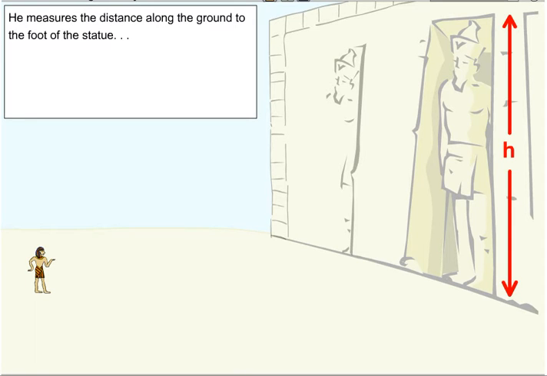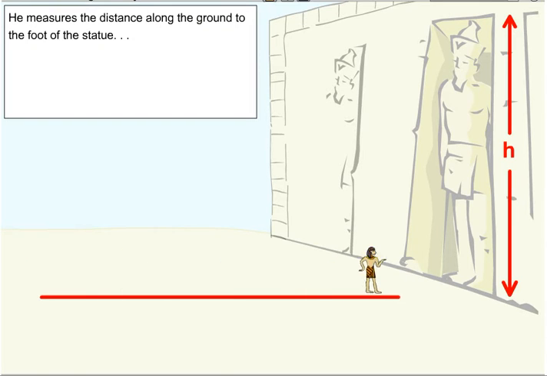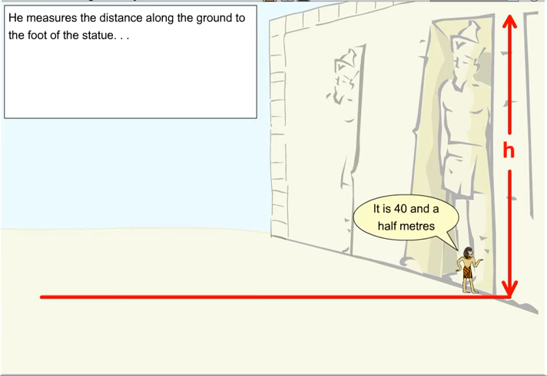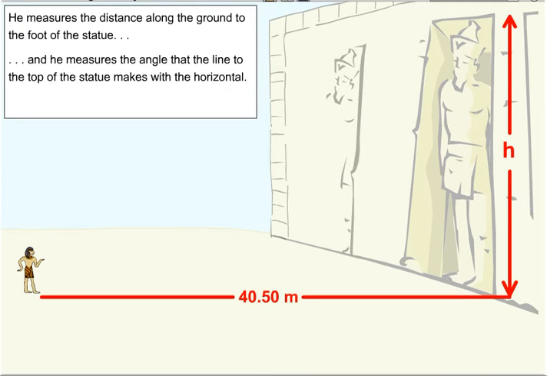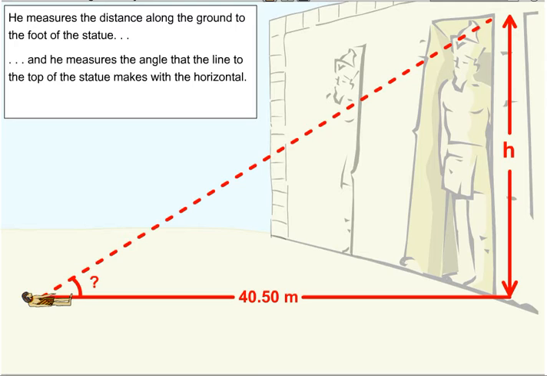He measures the distance along the ground from his position to the foot of the statue. It is 40.50 meters. And then he measures the angle that the line from his position to the top of the statue makes with the horizontal ground. It is 32 degrees.